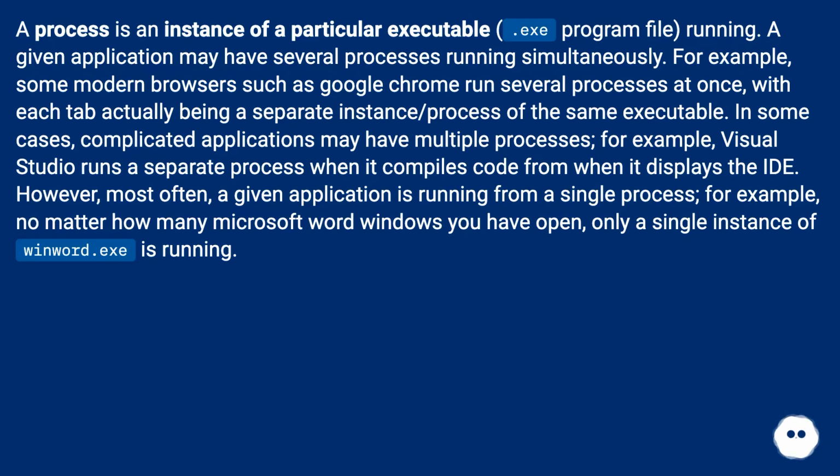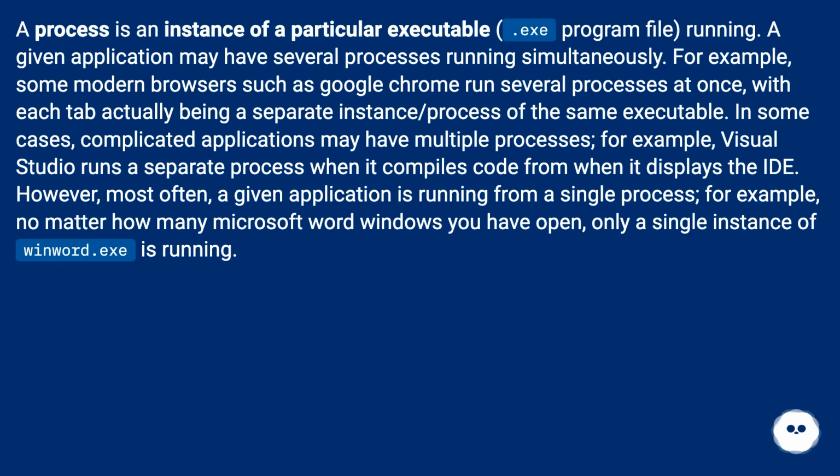A process is an instance of a particular executable .exe program file running. A given application may have several processes running simultaneously. For example, some modern browsers such as Google Chrome run several processes at once, with each tab actually being a separate instance or process of the same executable.